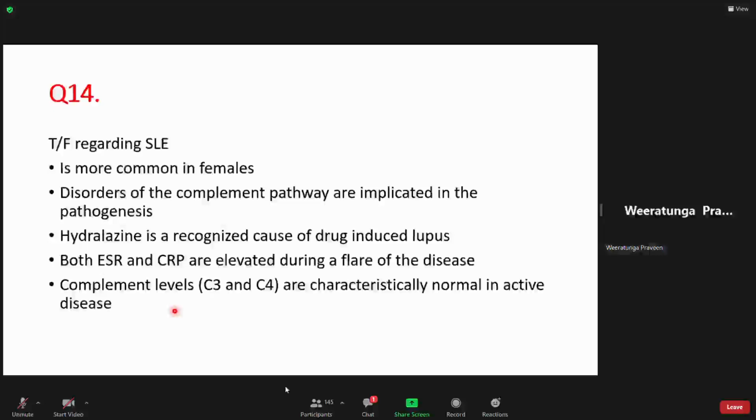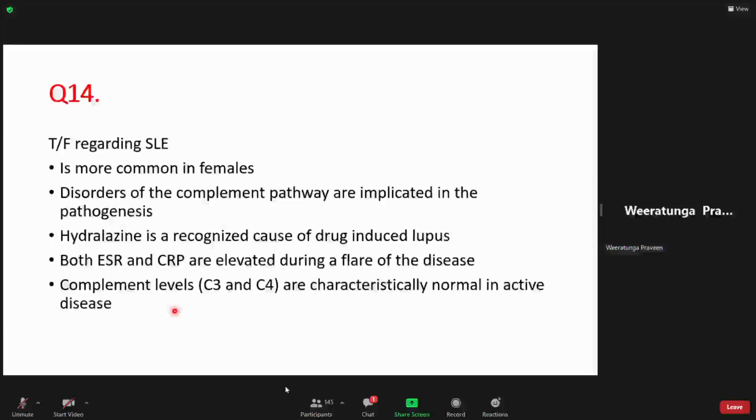Number 3, ESR is high, but CRP is normal. ESR is high, but CRP is normal. These are the 3 important laboratory measures that we use to diagnose a flare of SLE. Right? So high ESR, normal CRP, lymphopenia, leukopenia, and low complement.